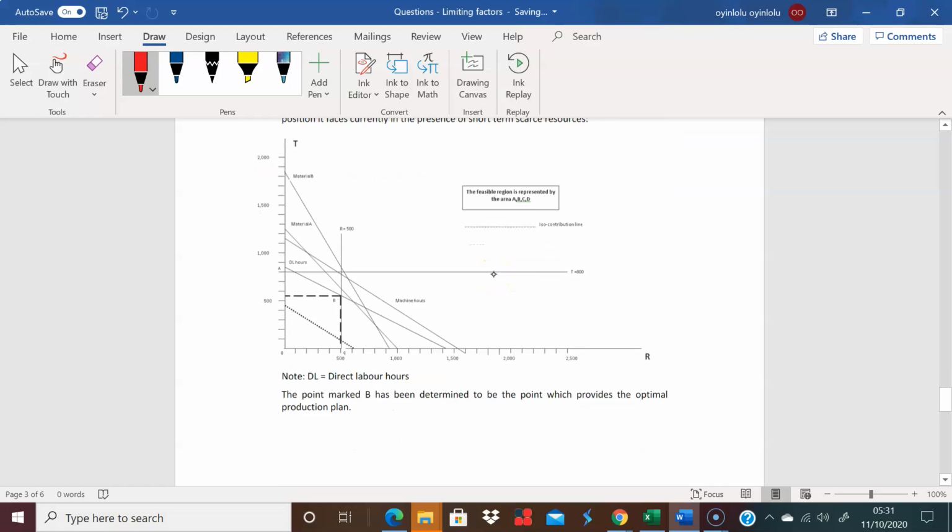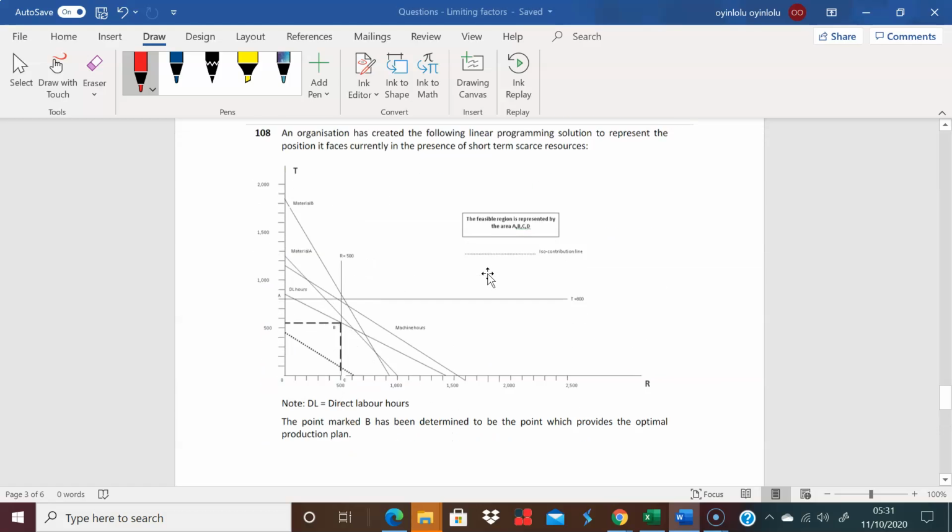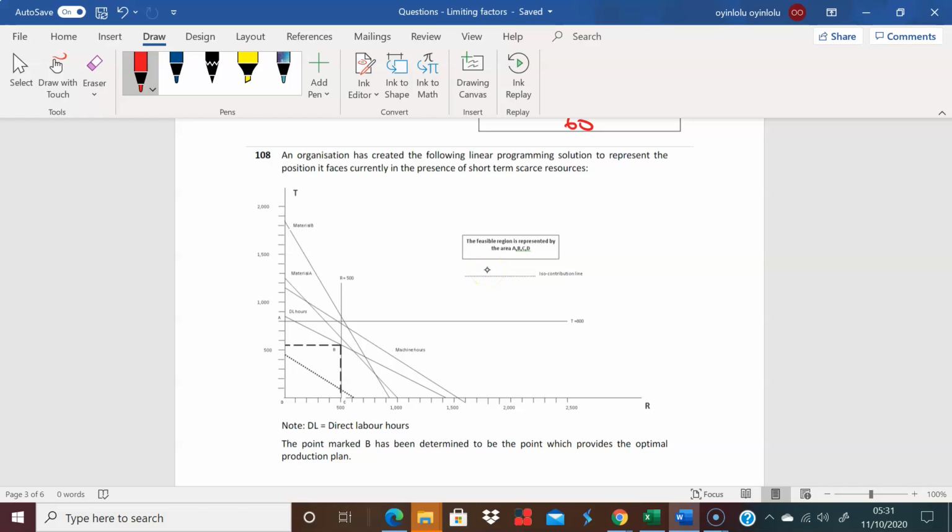It says here the organization has created the following linear programming model to represent the position it faces currently in the presence of a short-term scarce resource. So let's look at the situation. We have just found out that this is the point that produces the optimal point, right? So we can see here that this curve is the curve for hours. Hours here and demand for, because I suspect this is a demand curve.